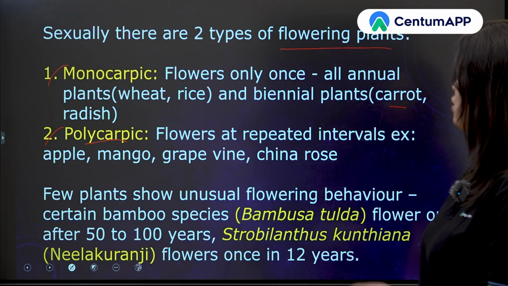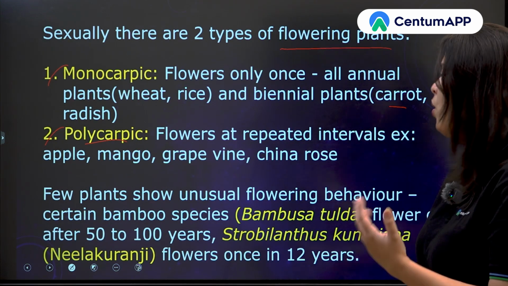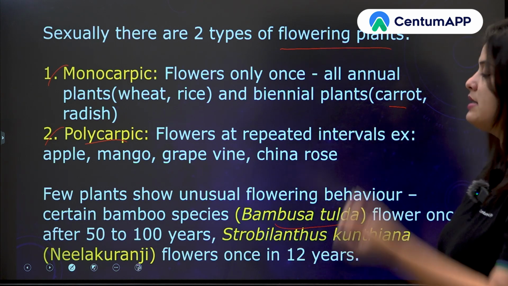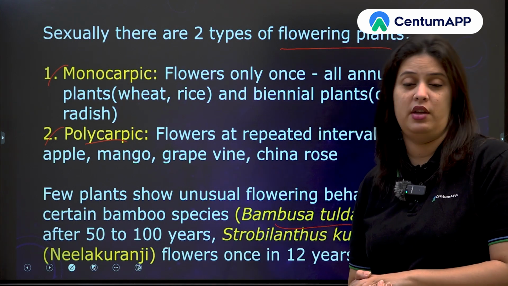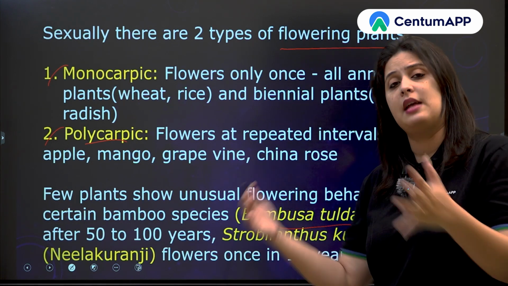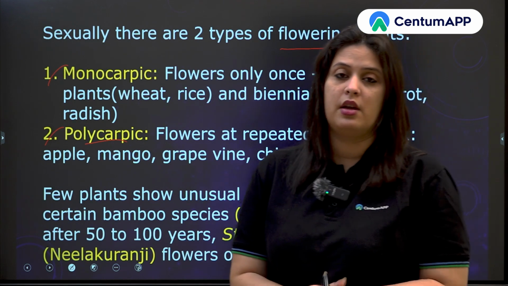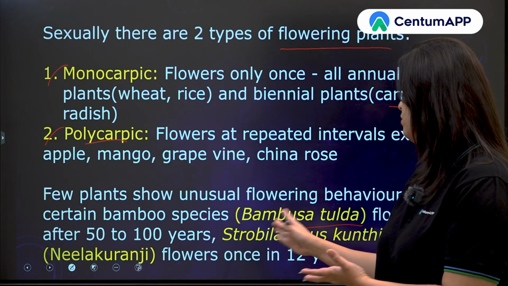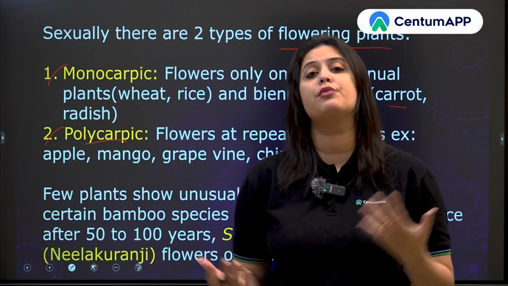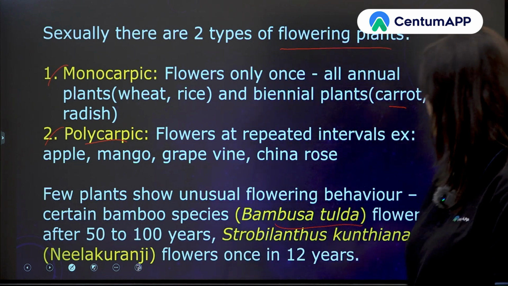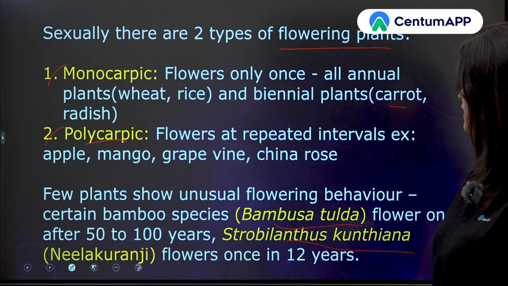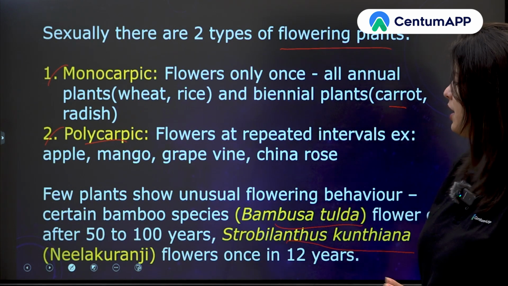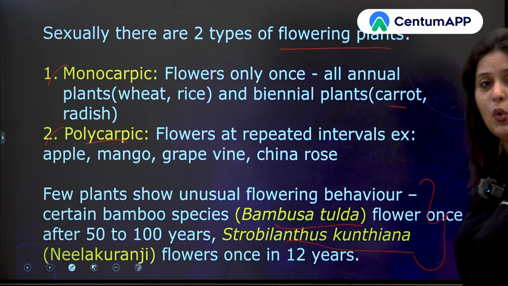A few plants show unusual flowering behavior, where certain species of bamboo, especially Bambusa tulda, flower once after 50 to 150 years. Certain plants are very exceptional, not just flowering once or twice in a year or at regular intervals. Some plants, just like Bambusa tulda, flower once in 50 to 150 years. Then you have Strobilanthes kunthiana, which is the Neelakurinji flower. This flowers only once in 12 years. So these are important NEET questions. Please note it down.